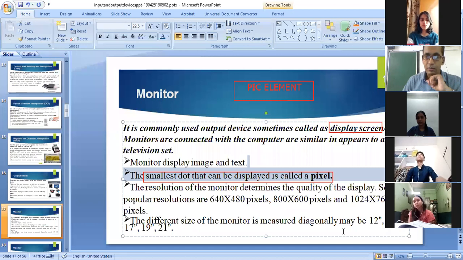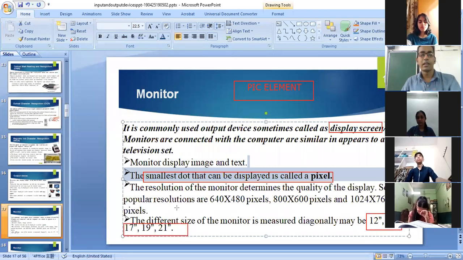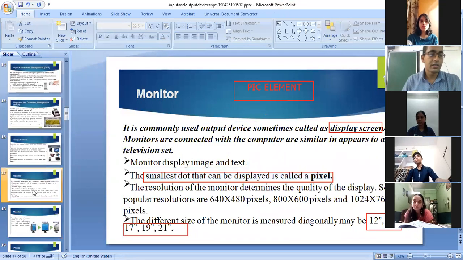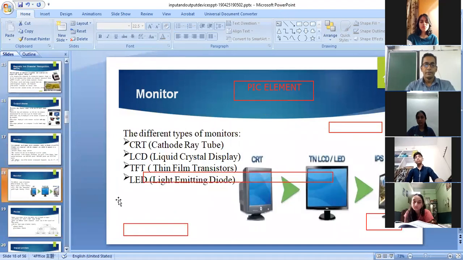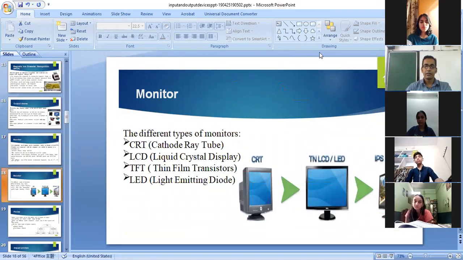And the monitor may be available to you in different sizes, maybe 12 inches, 14 inches, 18 inches. The size may vary for different brands that you purchase. Let us see this.